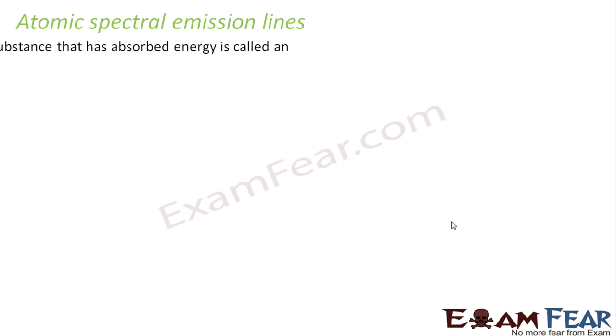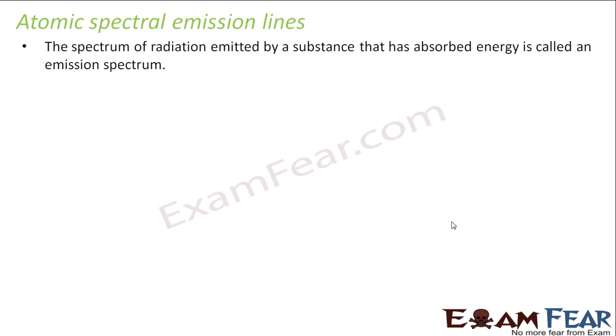Fine? Okay. So now let us talk about the atomic spectral emission lines. The spectrum of radiation emitted by a substance that has absorbed energy is called an emission spectrum. The name itself is saying emission spectrum. That means the spectrum is emitted by a substance which has absorbed energy. As I mentioned before also, whenever we talk about a substance, it is finally made up of atoms. So this spectrum is formed because we have supplied some additional energy. The object absorbed some energy and then it emitted the spectrum. So this spectrum is known as the emission spectrum.